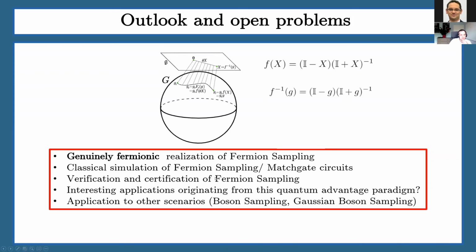It would be nice to have further verification schemes for FLO. Gaussian boson sampling has some applications in machine learning because of its structure, and we hope that there might be some in this fermion sampling. And currently we are working on applying the technical stuff I didn't have time to talk about to other settings like boson sampling and Gaussian boson sampling. Thank you for your attention, and sorry, Pavel, for running out of time, apparently.